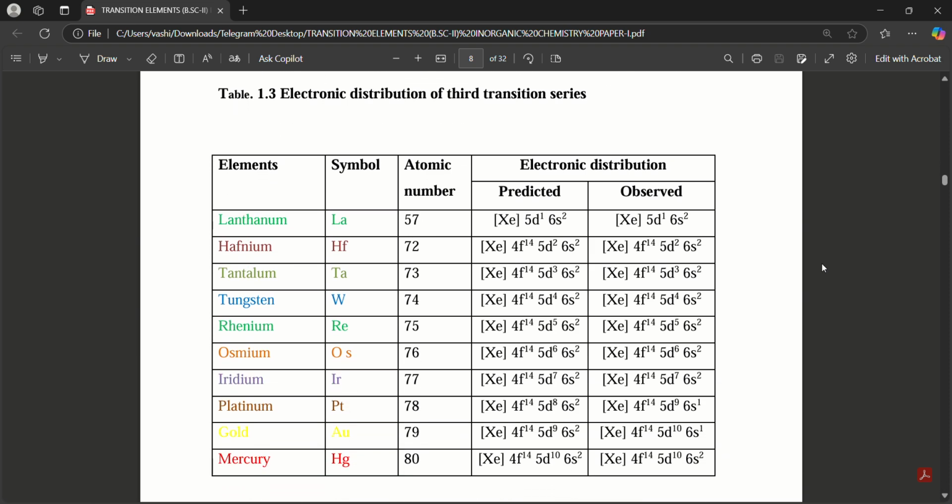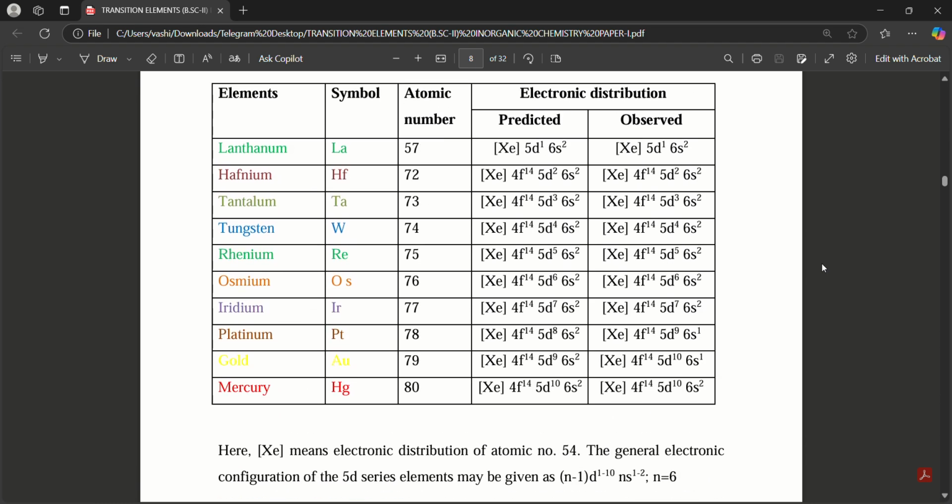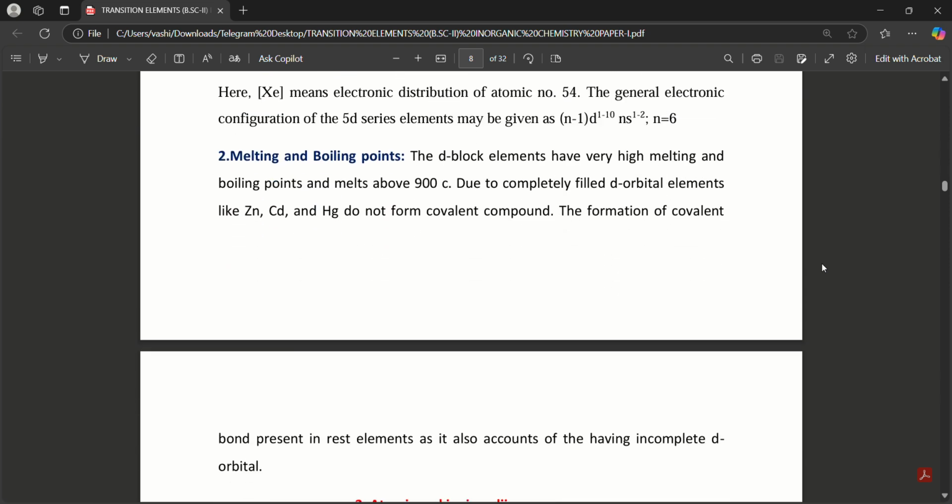Electronic distribution of third transition series. Here, Xe means electronic distribution of atomic number 54. The general electronic configuration of 5d series elements may be given as (n minus 1) d1 to 10 ns1 to 2, n is equal to 6.